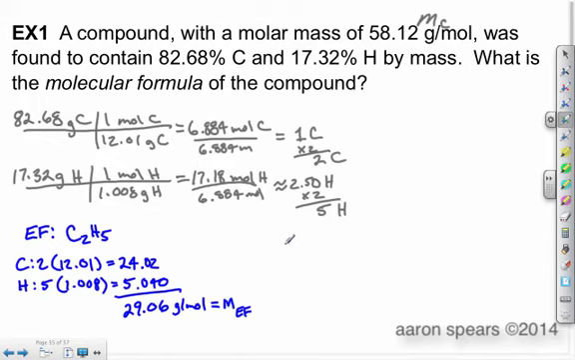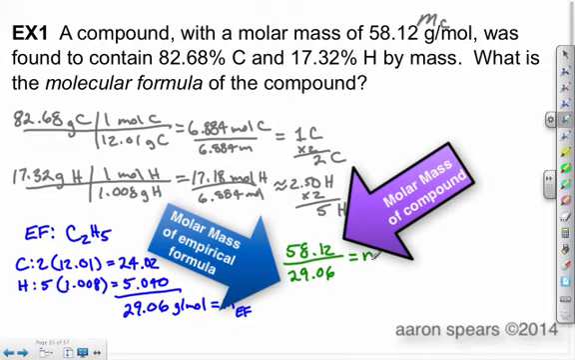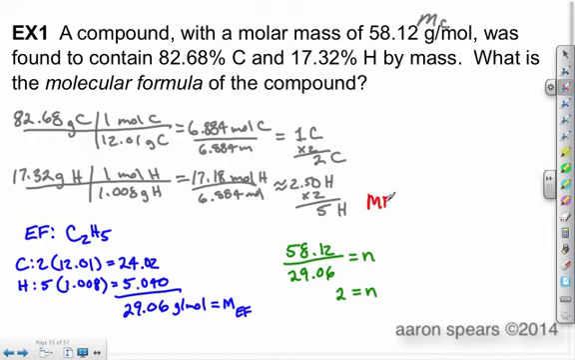In our next step, we want to take the molar mass of the compound, which is 58.12 grams per mole, and divide that by the molar mass of our empirical formula. This will be equal to our multiple that we need in order to find the molecular formula. So 58.12 divided by 29.06 gives us a multiple or factor of 2. In our last step, we are going to take this multiple of 2 and multiply it against the empirical formula, and that will give us a molecular formula of C4H10.